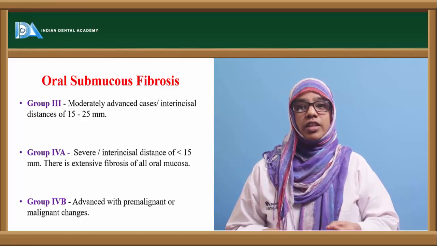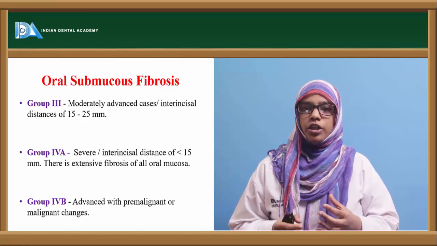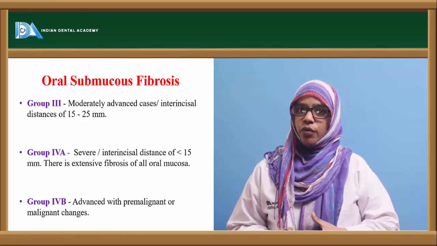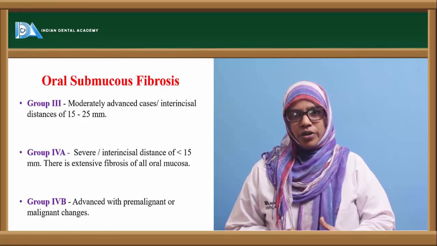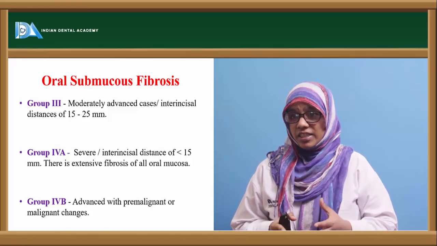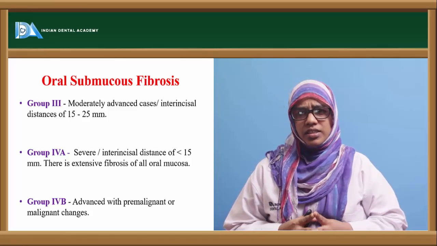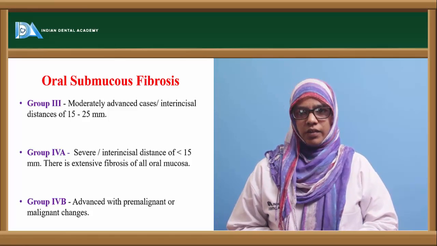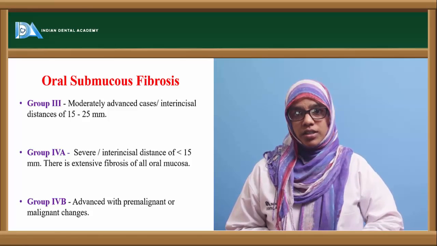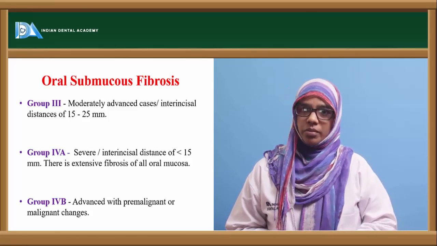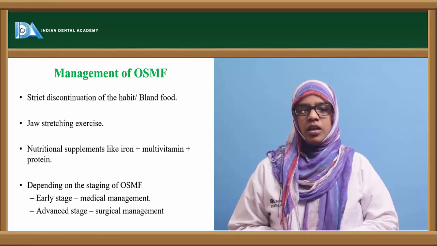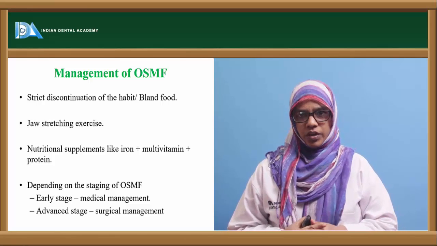You could feel the thick fibrous band at this stage. Now group 4 is further divided into 4A and 4B. Now 4A is a severe condition wherein the interincisal distance is less than 15 millimeter. There is an extensive fibrosis of all the oral cavity, and 4B is an advanced stage which is associated with the malignant changes. Now, how do you treat oral submucous fibrosis?